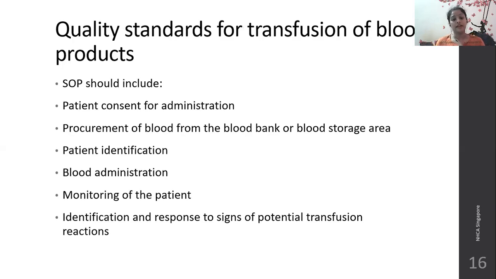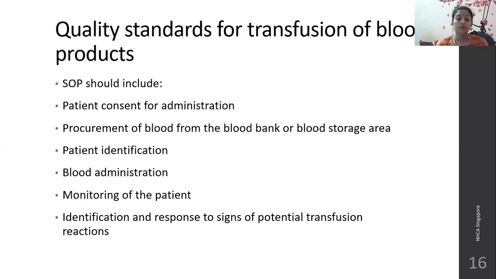Quality standards for transfusion products. The standard operating procedures of blood transfusion should include the patient's consent for administration. The patient who is going to receive the blood should consent for administration. Some religious beliefs and values do not allow blood transfusion or organ transplantation. So that has to be considered. Procurement of blood from the blood bank and blood storage area. You have to check for compatibility, Rh positive or Rh negative antigens, etc. should match. These all things should be done from the blood bank before dispatching the blood products or blood.